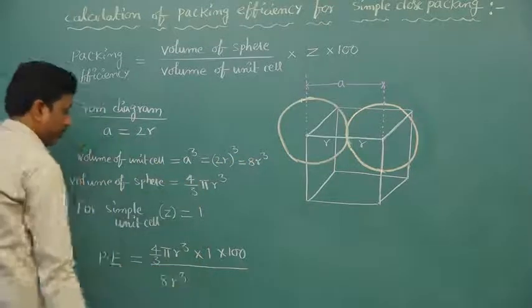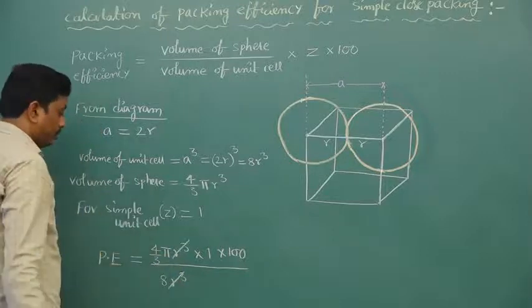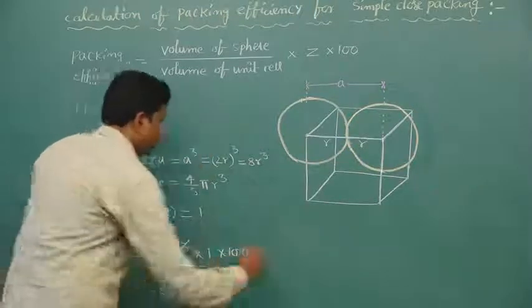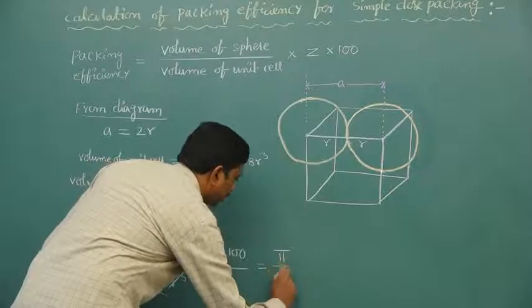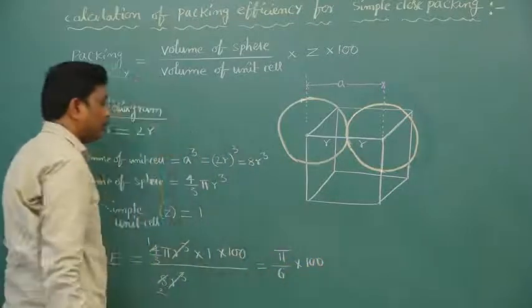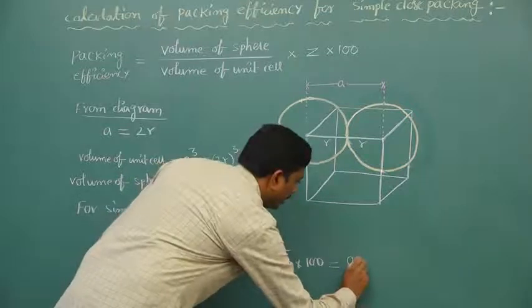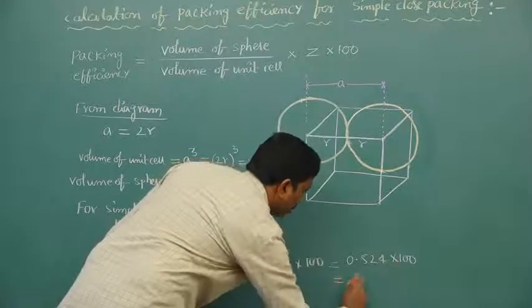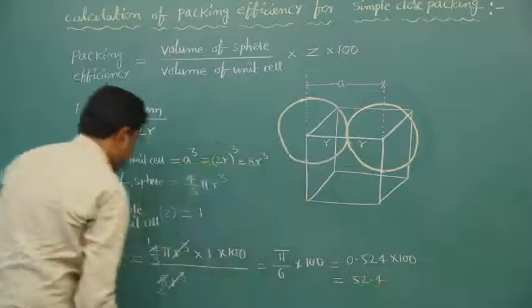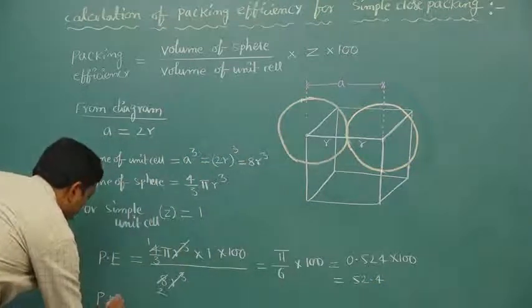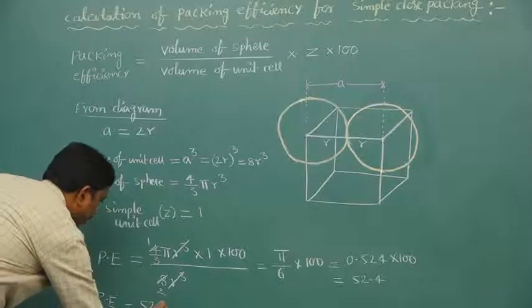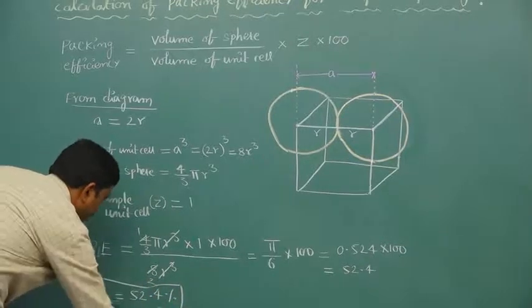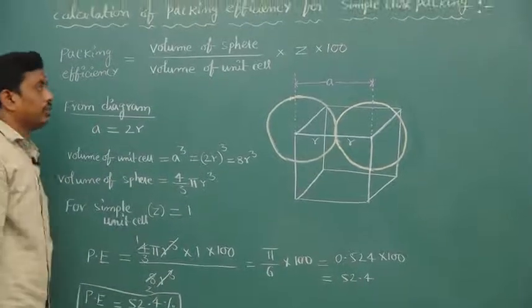8 R cube. So, R cube gets cancelled, 4 ones 4, 4 twos 8. So, remaining part pi by 6 into 100. Pi by 6, if you calculate you will get exactly 0.524 into 100. So, this is equal to 52.4. So, packing efficiency for simple unit cell is 52.4%. So, this you need to derive in exam. So, this is very important for 3 marks. So, note it down carefully.